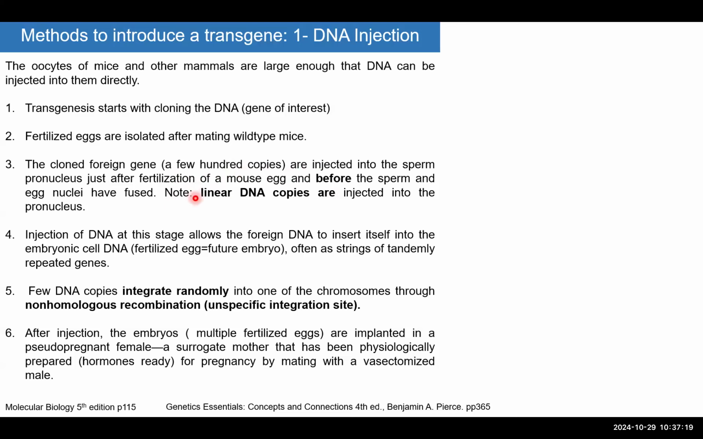Recall that the DNA should be in linear copies, not in a circular copy. So we have to make sure that we cut our transgene and purify it before we inject it. Now, the injection of the DNA at this stage allows the foreign DNA to get recruited into the embryonic cells, which at this stage is a fertilized egg, and it will eventually be the future embryo.